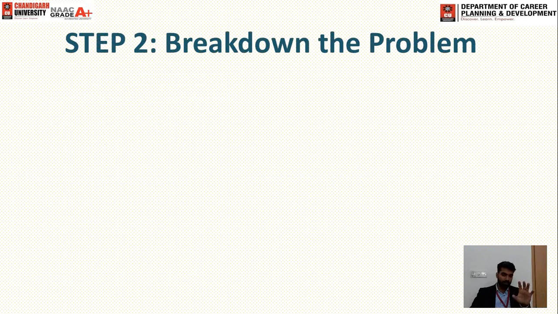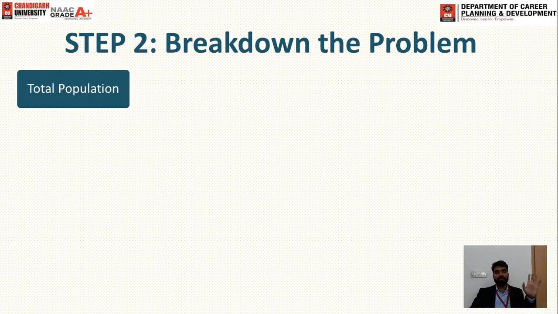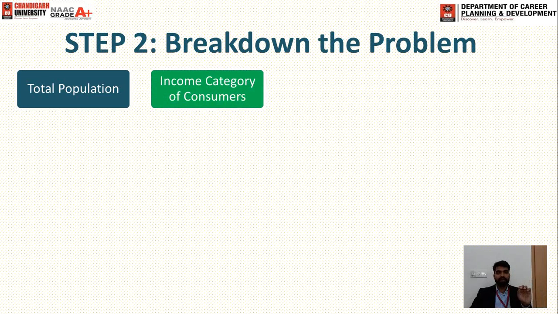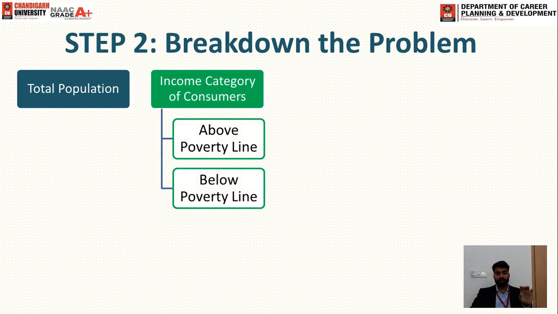Okay, moving on forward, breaking down the problem. Again, this is step number 2. After clarifying those doubts, you have to start breaking down the problem. Now, the variables you need to cover are, number 1, you need to somehow guess the total population, and the income category of consumers, above poverty line and below poverty line. Now why have I included those two things, above poverty line and below poverty line? Because it's quite simple.